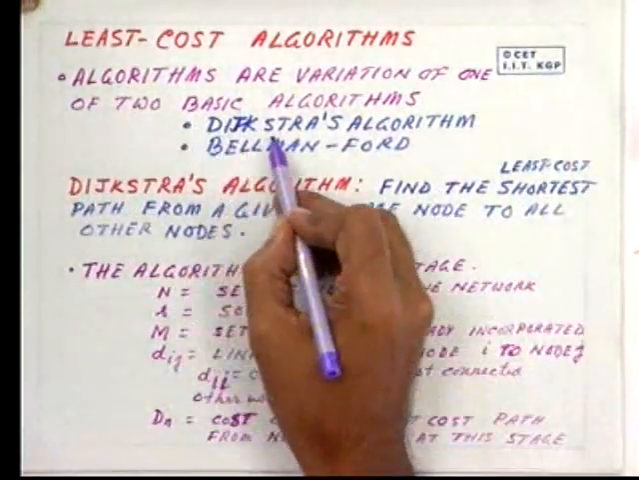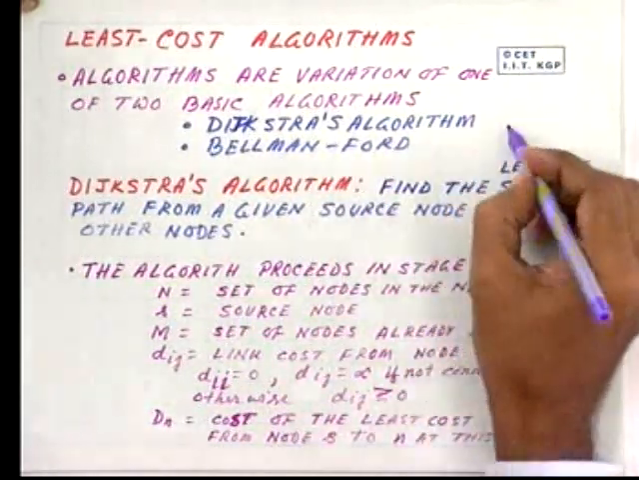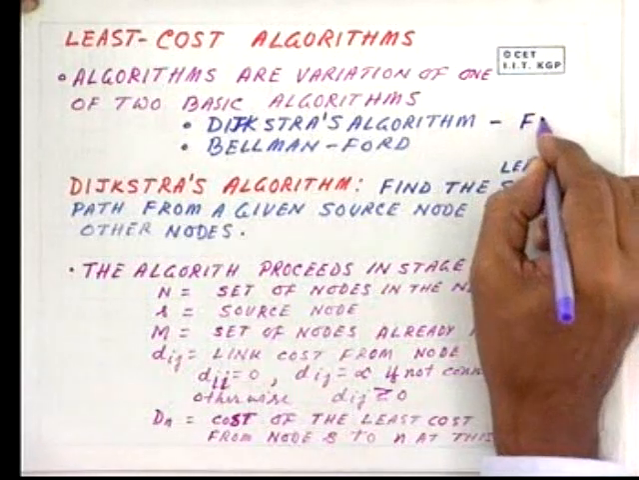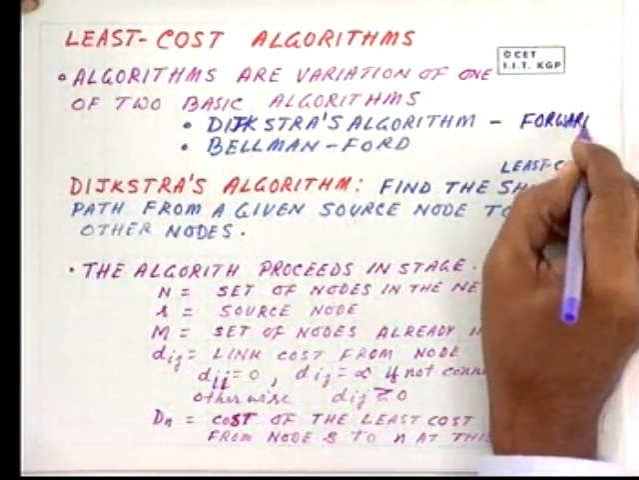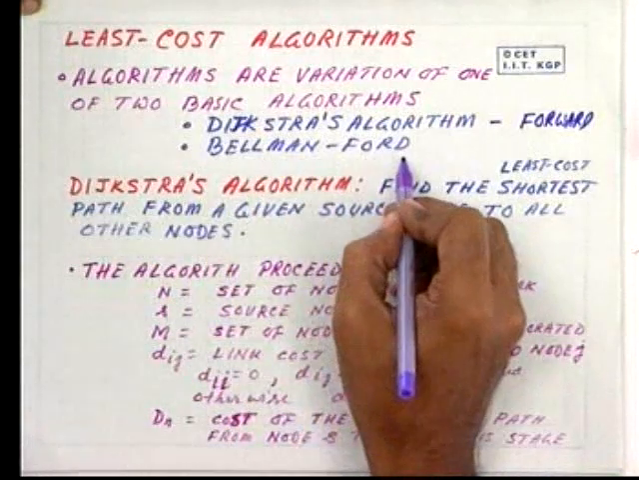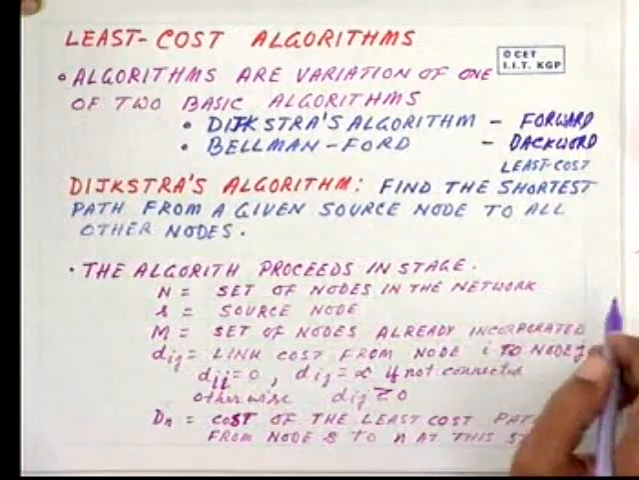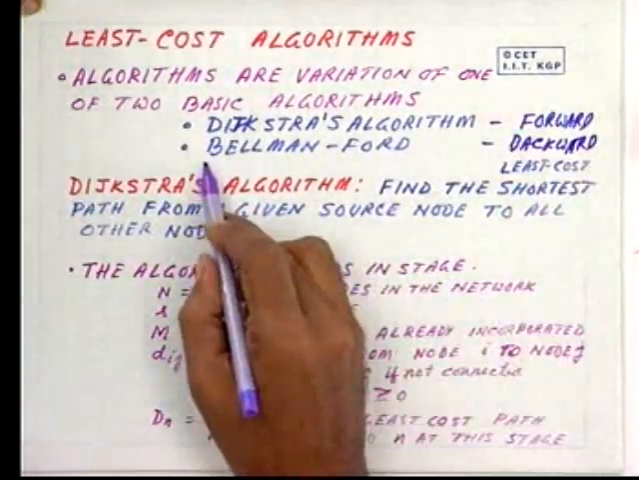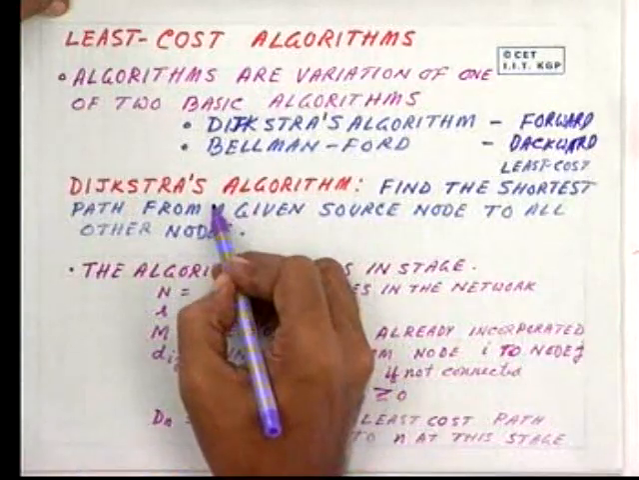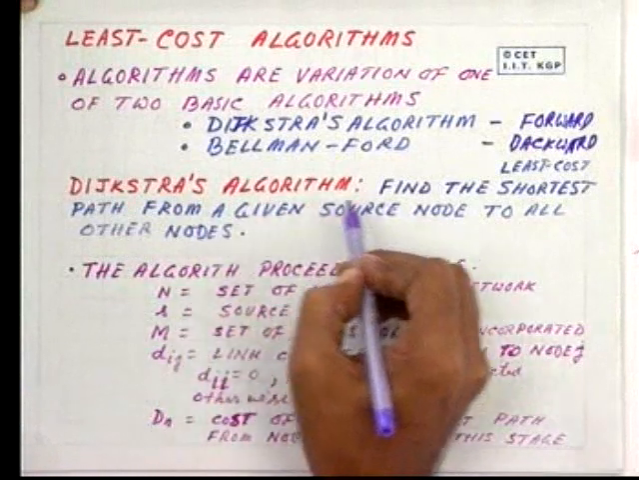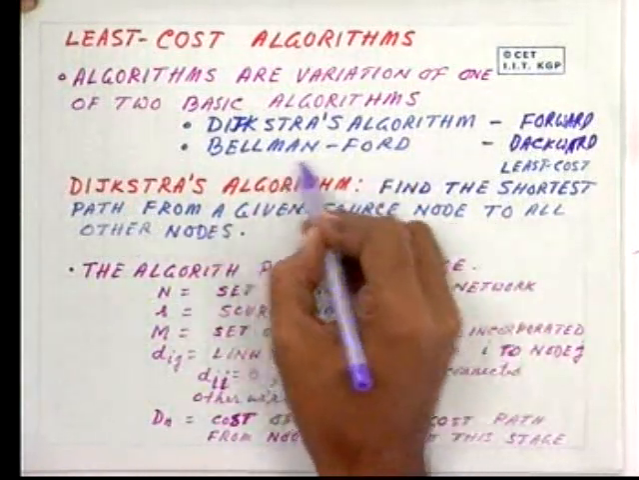This Dijkstra's algorithm is based on forward search. On the other hand, Bellman-Ford's algorithm is based on backward search. And all the algorithms that are being used nowadays are some variation of one of the two algorithms. So let me discuss in a little detail this Dijkstra's algorithm, and I shall briefly mention Bellman-Ford's algorithm.